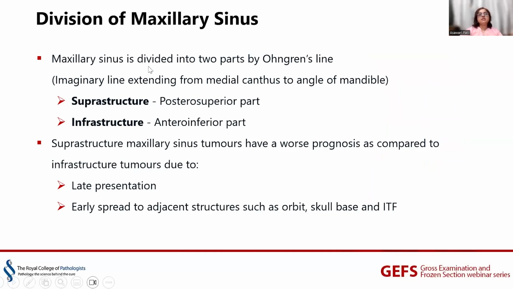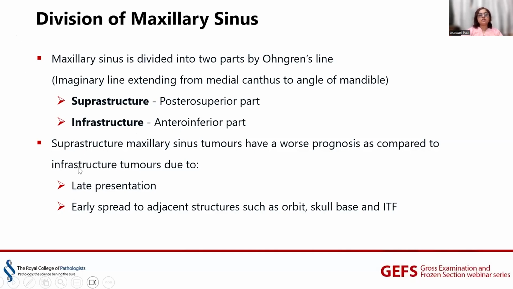So maxillary sinus is divided into two parts. That is about maxillary; even the maxillectomy specimen is also divided into two parts. And the line that divides is called Ohngren's line, which is an imaginary line that extends from medial canthus to angle of mandible. We'll see how it looks. It divides the maxilla into suprastructure and infrastructure. Suprastructure is the posterior superior part of maxilla which is closer to the orbit. Infrastructure is the antero-inferior part of maxilla which is closer to the palate.